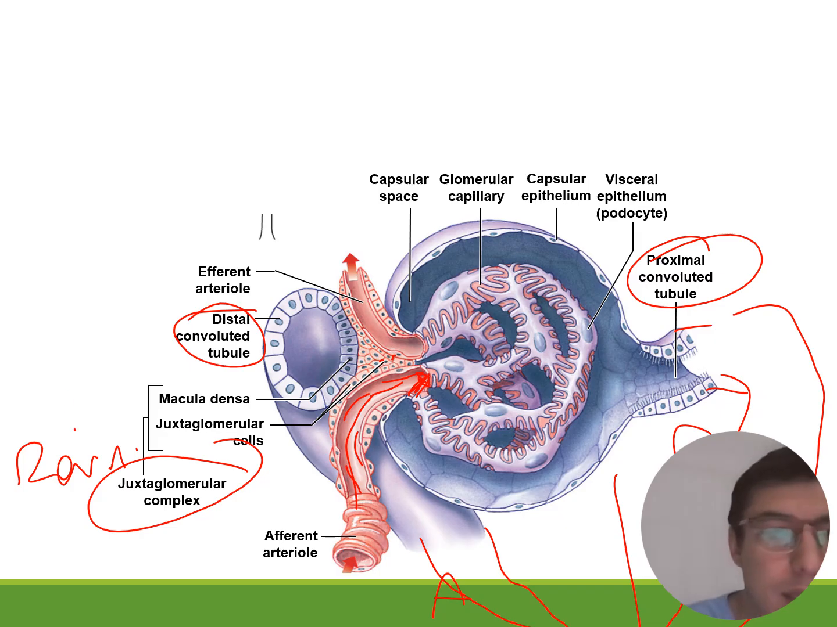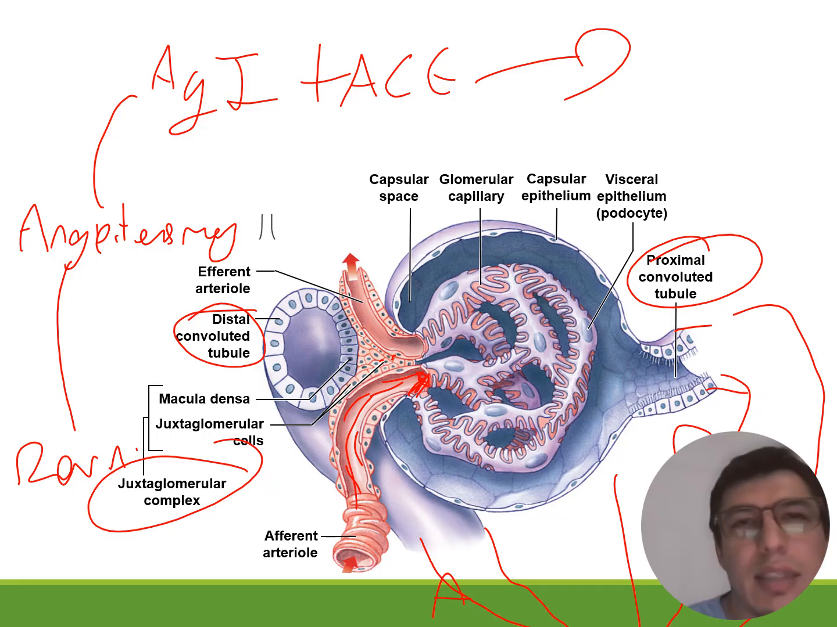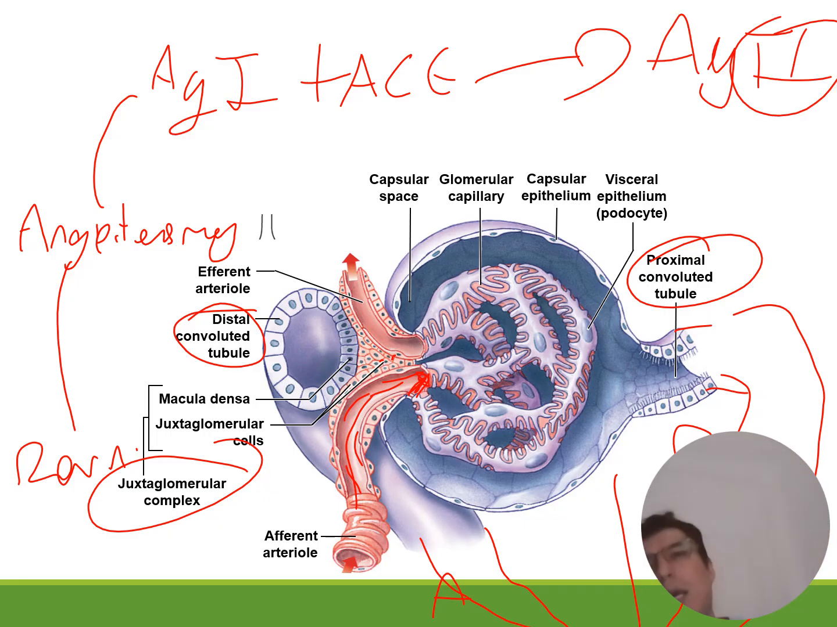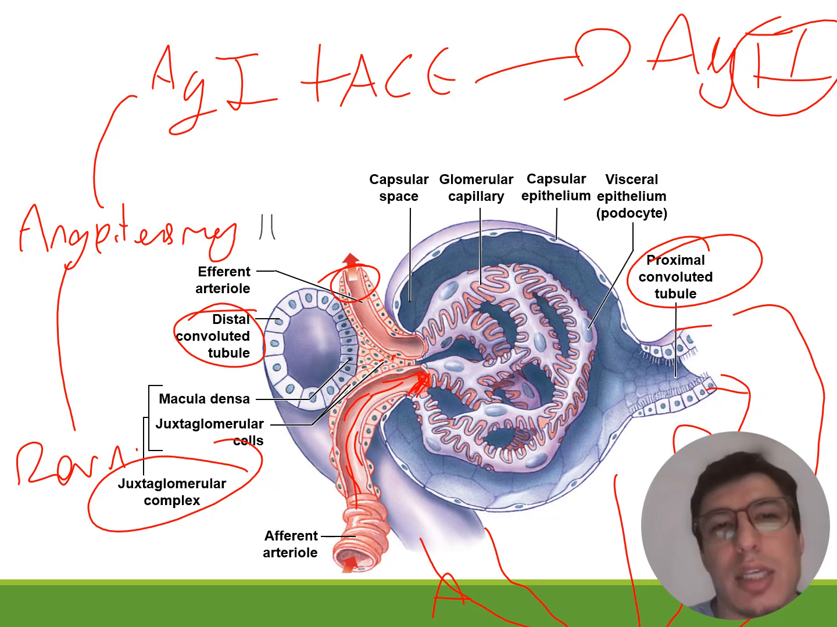Remember that renin goes on to convert angiotensinogen into angiotensin 1. Angiotensin 1 is then acted on by angiotensin converting enzyme. The angiotensin converting enzyme will convert it into angiotensin 2, and this is the active form. Angiotensin 2 goes everywhere in your body and causes multiple effects to increase blood volume, but in the kidney itself, the way it increases and maintains the GFR is by constricting the efferent arteriole.